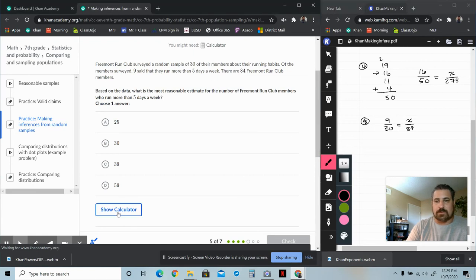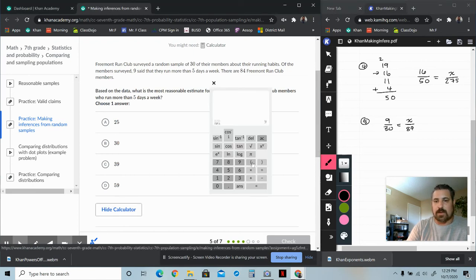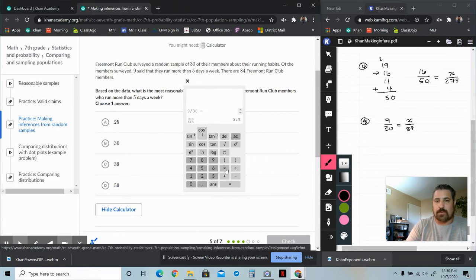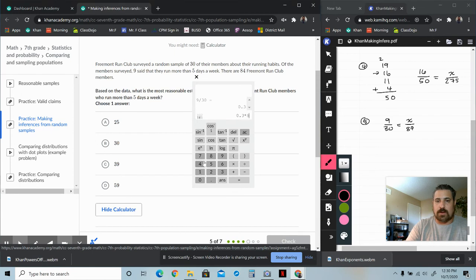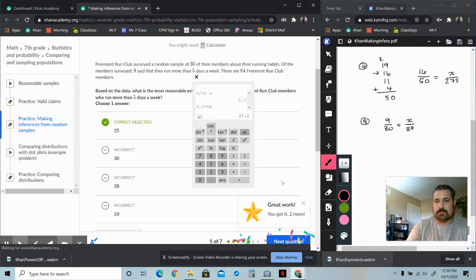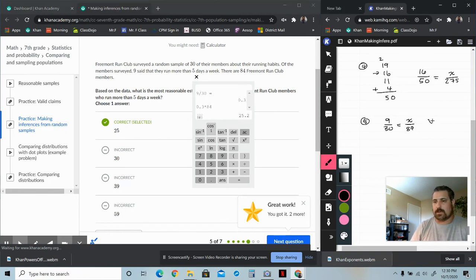So just solve that proportion. You're just going to go 9 out of 30, 9 divided by 30. That means that of the people surveyed, 30% say that they would run more than 5 days a week. So what is 30% of the 84? You're going to multiply that by 84, and then you get your answer. That's 25.2. So the closest answer would be 25. And that's it. And that's about 25. So I go over here and say x is approximately 25.